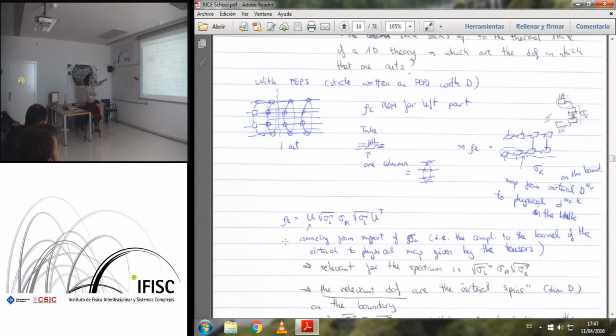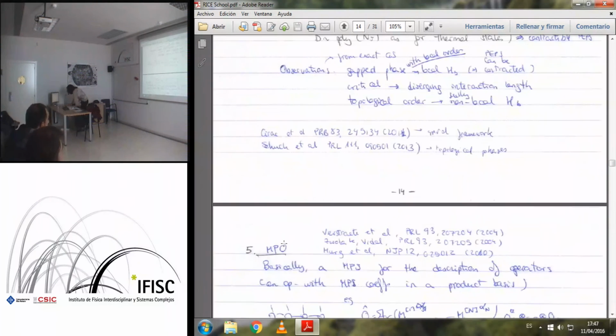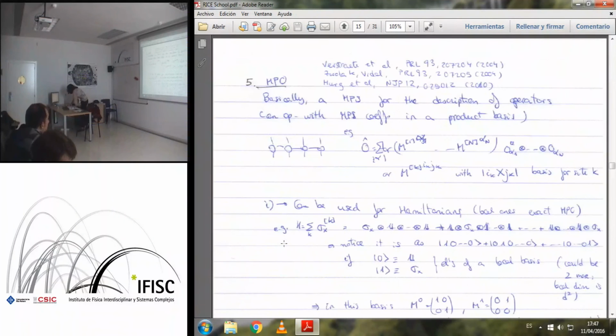Okay, I had a picture here, but it's the same thing I was mentioning today. Okay, and then I would like to explain a bit more about how to use these things in practice, because this is also the kind of work I do with these tensor networks.